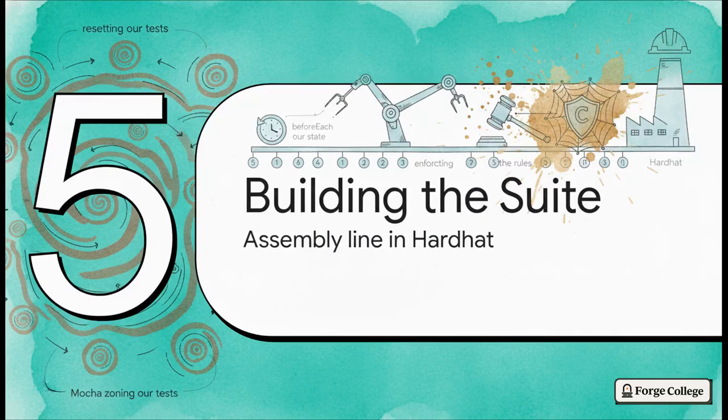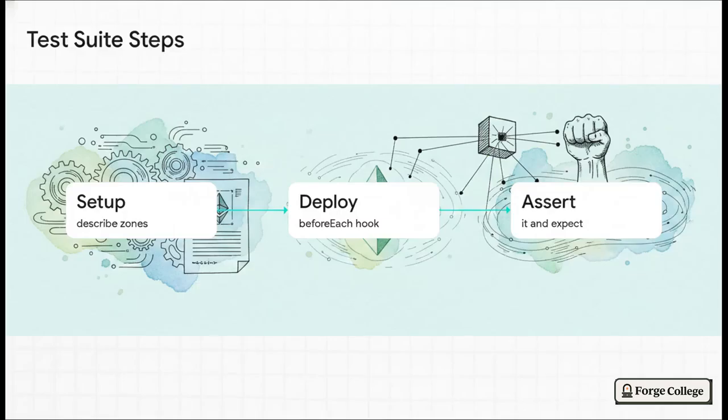Section 5. Building the test suite. All right, we've got Mocha zoning things out, beforeEach resetting our state, and Chai enforcing the rules. Let's see how this assembly line actually comes together in Hardhat. Here are the mechanical steps. Step 1, setup, using describe to define what we're testing. Step 2, deploy, using beforeEach to give us that fresh contract instance. And step 3, assert, using our it block alongside Chai's expect statement. It's a 1-2-3 punch that you're going to use hundreds of times in your Web3 career.